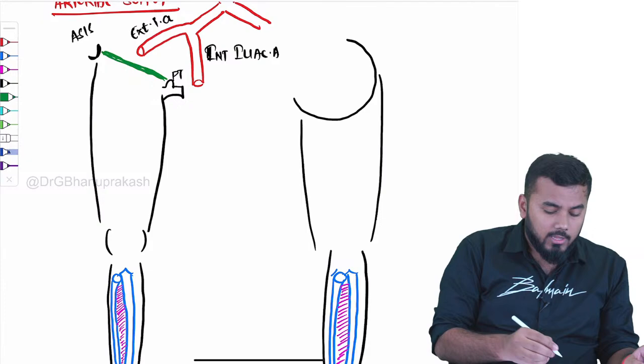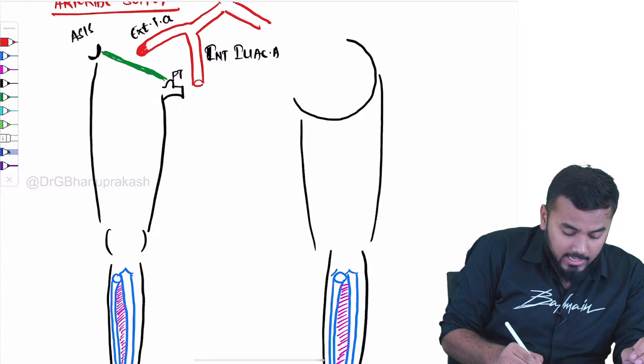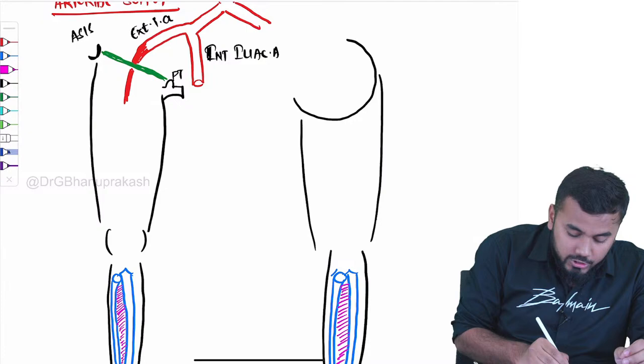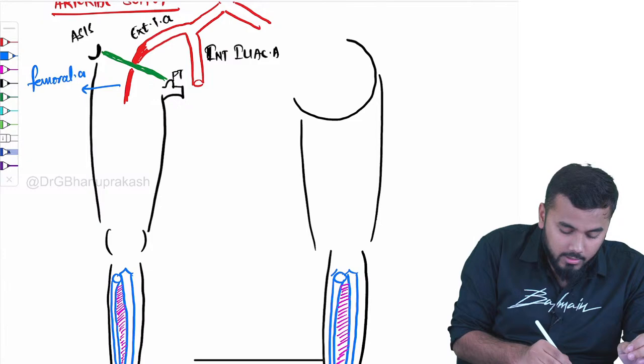So, my intention in teaching you this is that the external iliac artery continues till the inguinal ligament. Once this external iliac artery crosses the inguinal ligament, it should now be called the femoral artery. Now it should be called what? It should be called the femoral artery. Okay. Now don't write anything. Now this femoral artery will come down all the way.